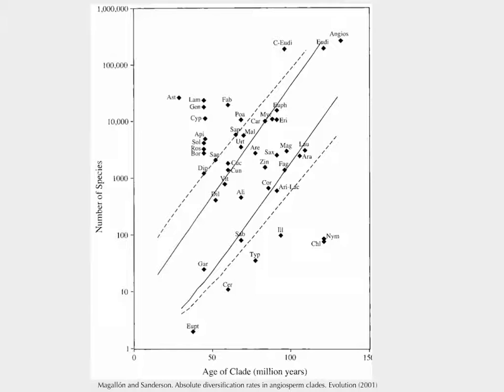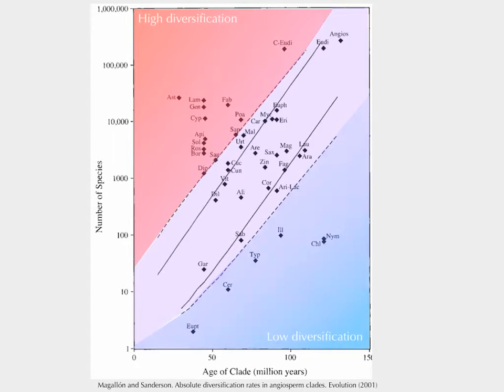And we can also get some sort of expectation, right? So here I have all these different clades, and at some point we expect number of species versus age, if I have a certain slope, to all be in this range, right? But I start seeing some outliers. And so I can start saying, here are my high diversification rate ones, here are my low diversification rate ones. Okay, so here are water lilies.